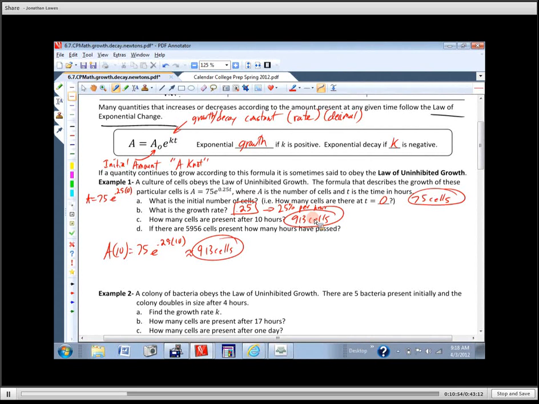It's the opposite, right? In question C, they gave us the time and wanted us to find out how many cells there were. Now they're telling us how many cells there are, and they are asking us to figure out how much time has passed. So they're telling us that we have 5,956 cells. There were 75 to begin with. Our growth rate is 0.25. They're asking us to find t.